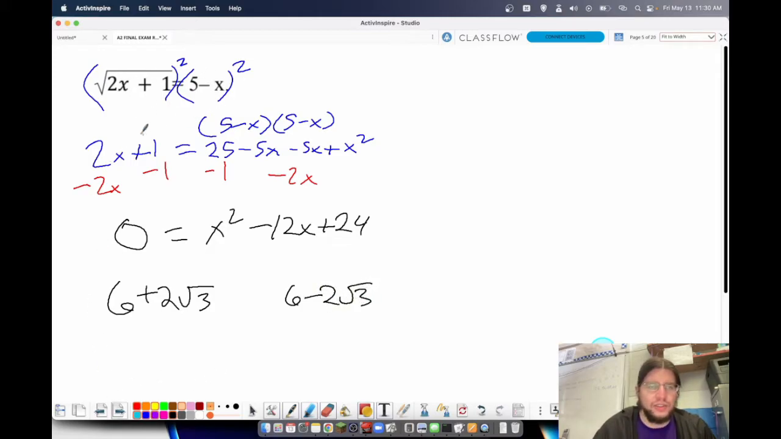This one did not start out as a quadratic. It started out as a radical equation. So I got to check for extraneous roots. That's why I want to separate them in case one of them works, but the other one does not. Yes, we must test them exactly like it is. So over here I'm going to test square root 2 times 6 plus 2 square roots of 3 plus 1 equals, and then 5 minus 6 plus 2 square roots of 3.